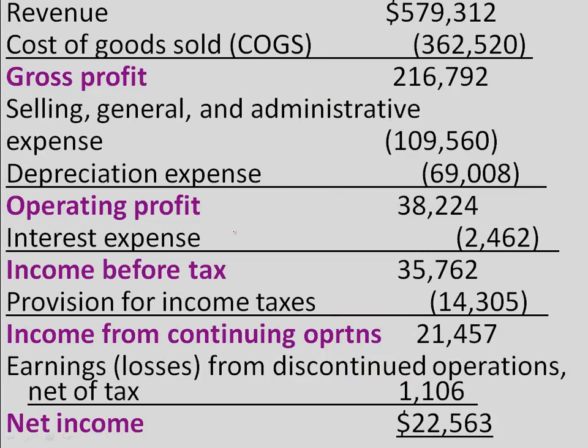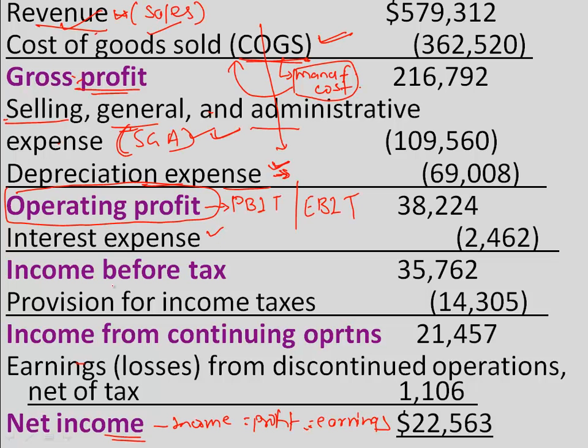Okay. So next one is interest expense, so that what you get is income before taxes. We also call this EBT, earnings before taxes, or even PBT, profit before taxes. And then from that you reduce your taxes. So you'll get profit after tax from continuing operations.